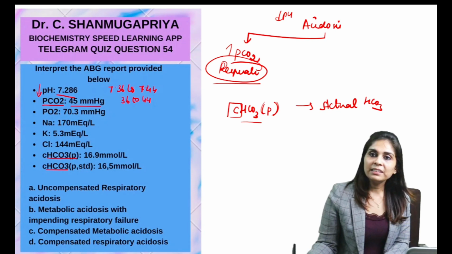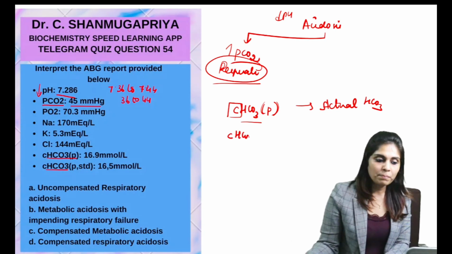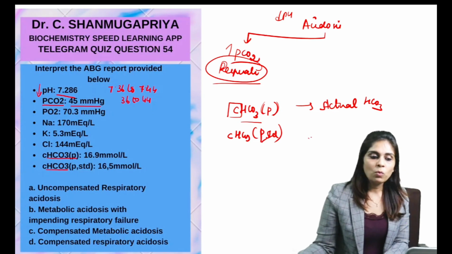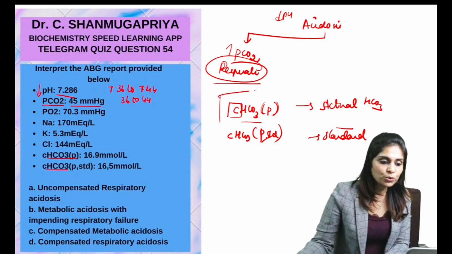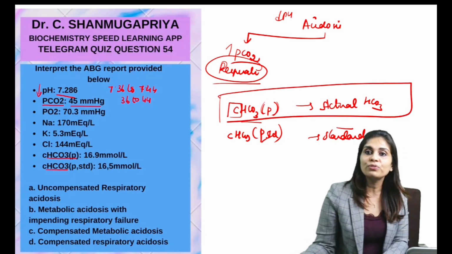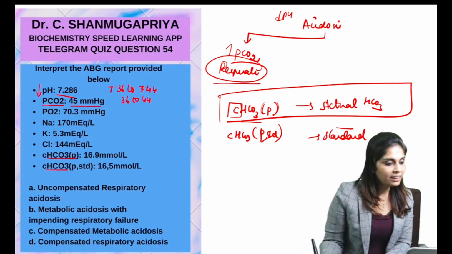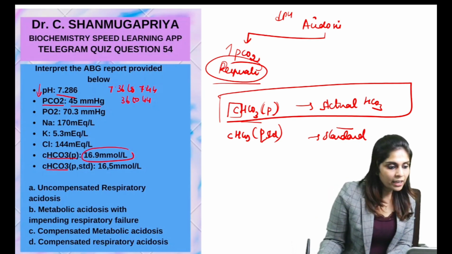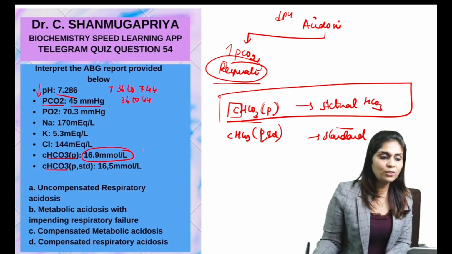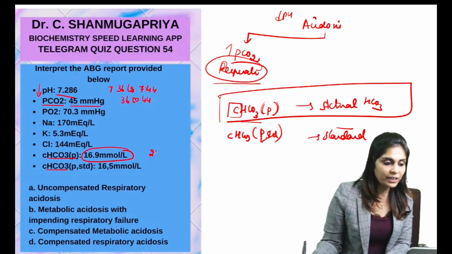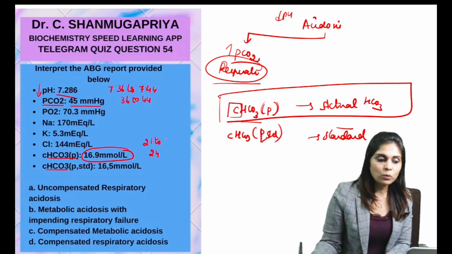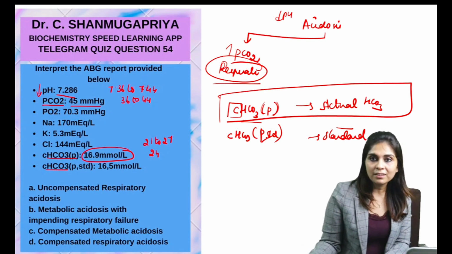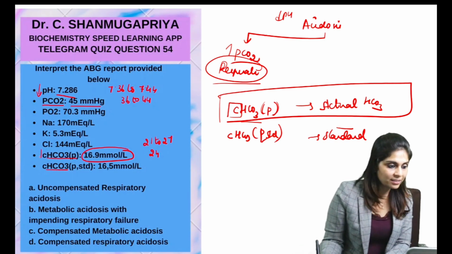And the next parameter that is provided is small c, bicarbonate within bracket P, and standard. So what does standard bicarbonate mean? I'll tell you in a short while. For now, actual bicarbonate is what you're going to use to find out if it's a metabolic condition or a respiratory condition. And the value here is 16.9 millimoles per liter. The normal actual bicarbonate is 24, and the range is 21 to 27 millimoles per liter. And in this case, it's reduced.